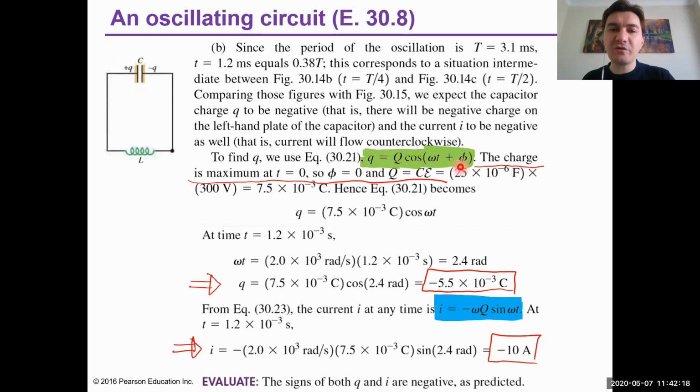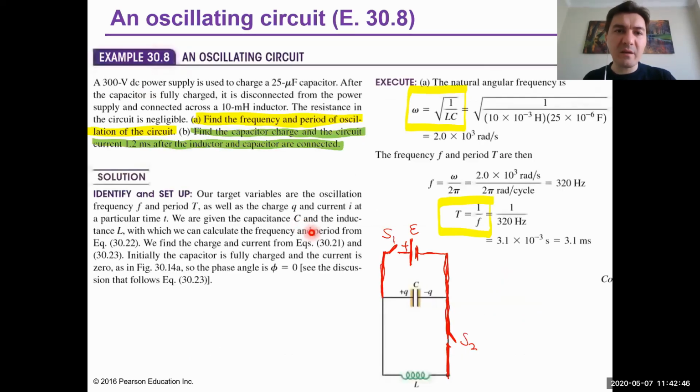So instead of Q, instead of charge, I can use this expression, capacitance times EMF, okay? We have learned this one in the capacitors in the previous chapters. So capacitance is given, and EMF is also given. Put them here, then we can calculate maximum charge. So, but what was the question? What is the capacitor charge 1.2 millisecond after the inductor and capacitor are connected?